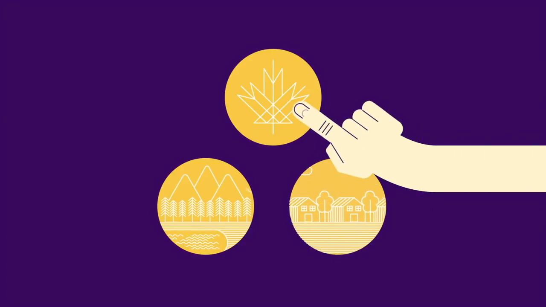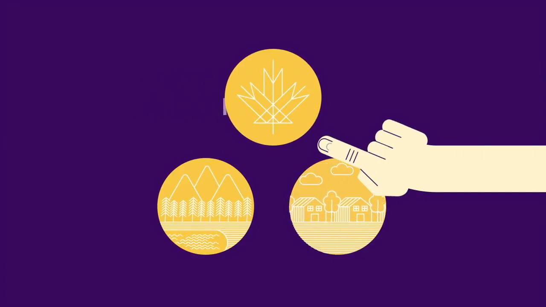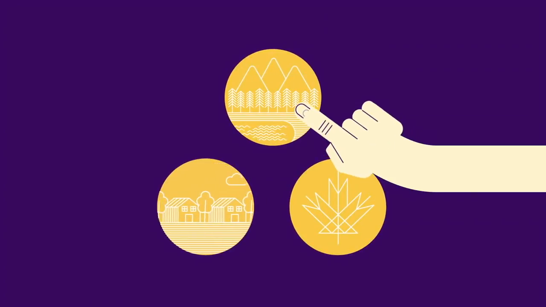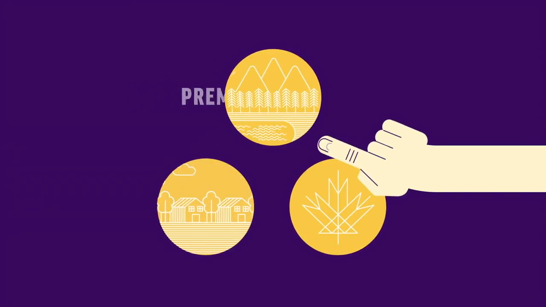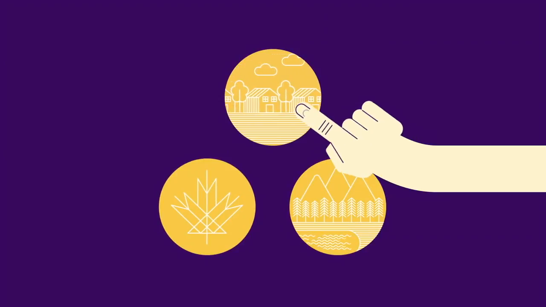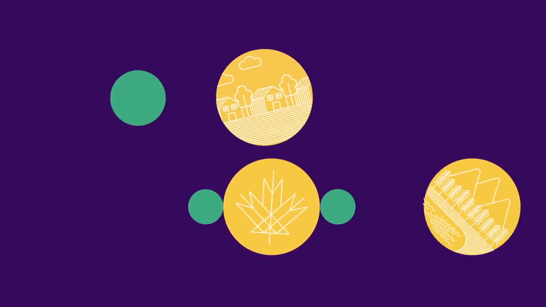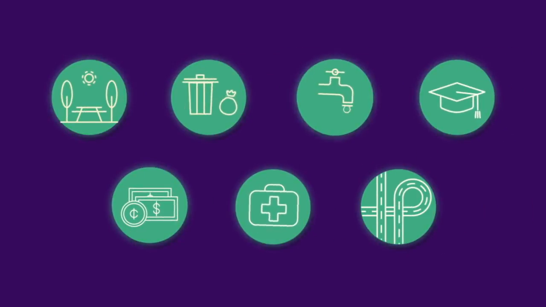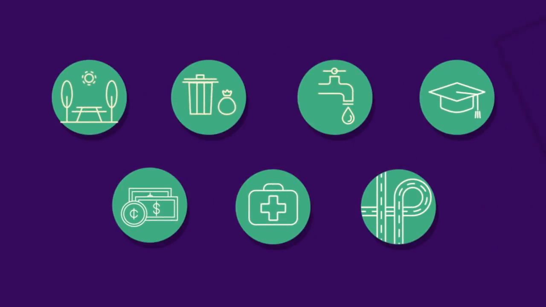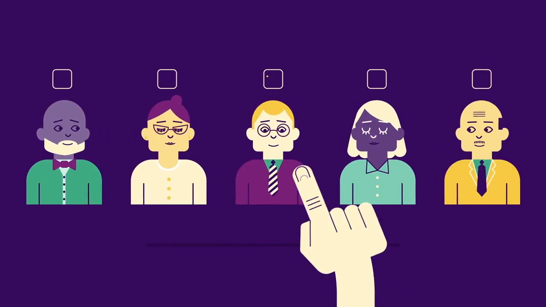The head of the federal government is the Prime Minister. The leader of the provincial or territorial government is the Premier, and the leader at the municipal level is usually a mayor or a reeve. Every day, many parts of your life are impacted by the different levels of government, and each government is led by politicians that we elect.